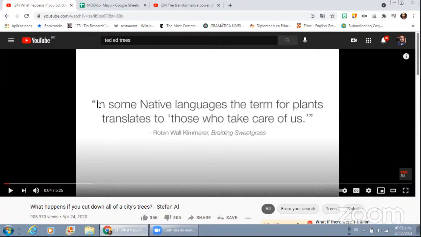Now, the second question is very similar to this one, but it's the question that you have in the title, Whitney. What do you think could happen if we cut all the trees that we have in our cities? What do you think the consequence can be?